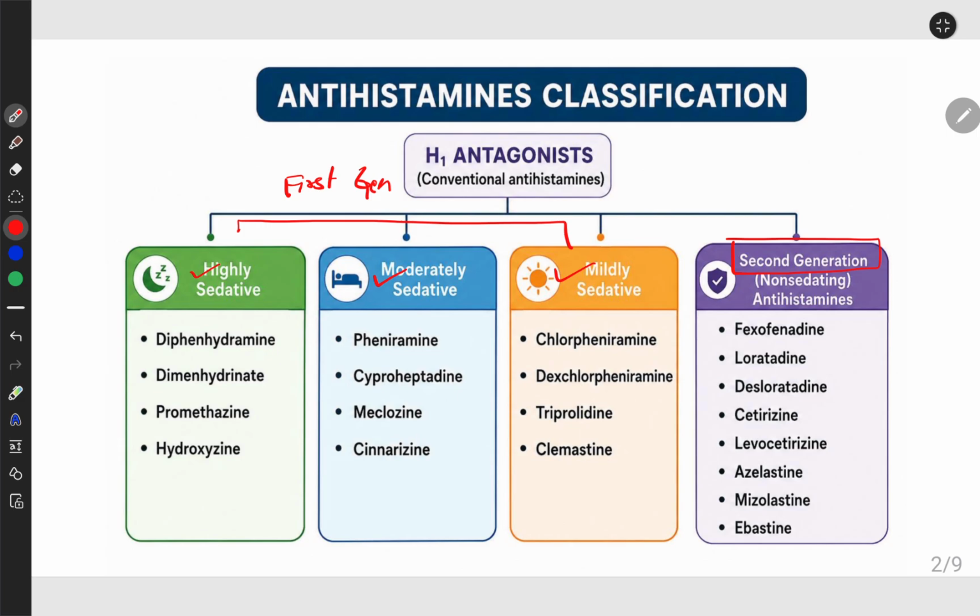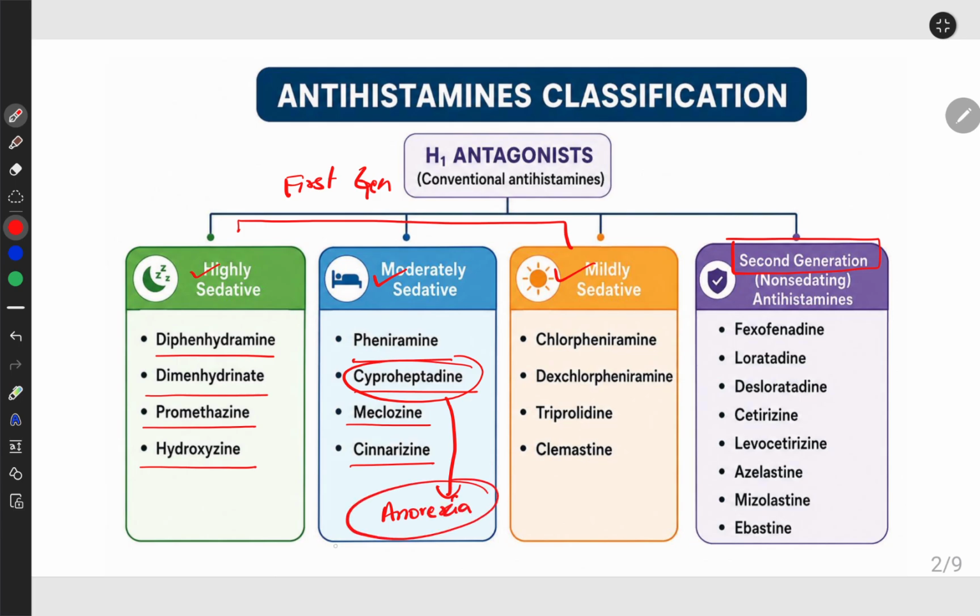The highly sedative drugs carry a lot of side effects related to CNS depression, and they include drugs like diphenhydramine, dimenhydrinate, promethazine, and hydroxyzine. Moderately sedative drugs include pheniramine, cyproheptadine, meclizine, and cinnarizine. And if you remember from the previous lecture, we had discussed that cyproheptadine is also used to treat anorexia in children because of its ability to increase appetite.